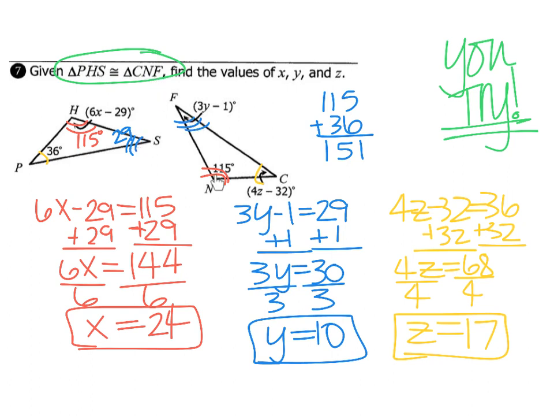Then we want to first solve for X. So we know that this angle right here is 6x minus 29, and we know it's congruent to the angle that's 115. So 6x minus 29 equals 115, and then we can solve for X. Then to find Y, we know that this angle and this angle are congruent to each other, and we know that this has to be 29, because if this one's 115, this one's 130, this one's 36, add them together and we get 151. 180 minus 151 gives us 29. So we say 3y minus 1 equals 29. Solve for Y. Then, last but not least, to find Z, we set angle C equal to angle P and solve for Z.